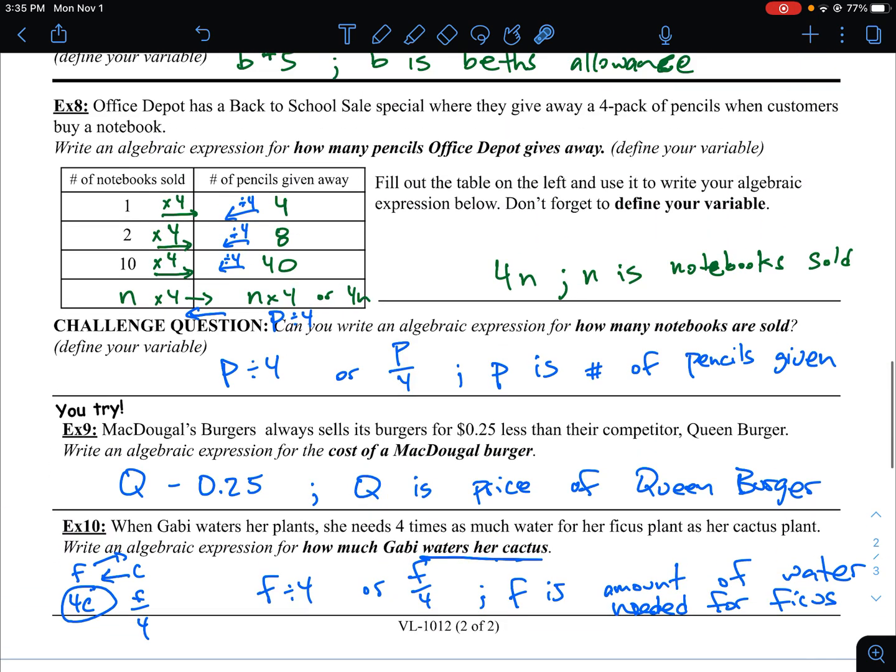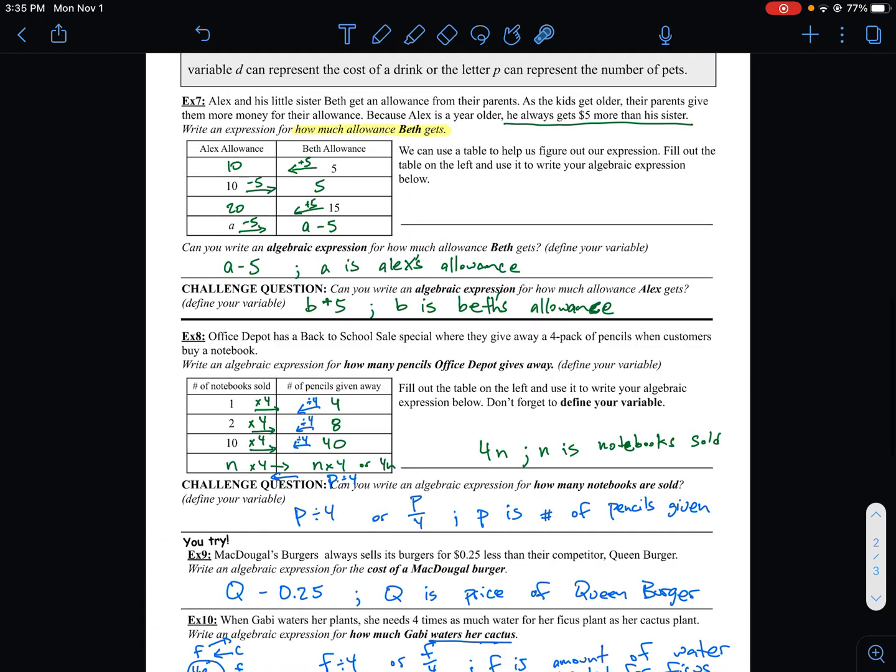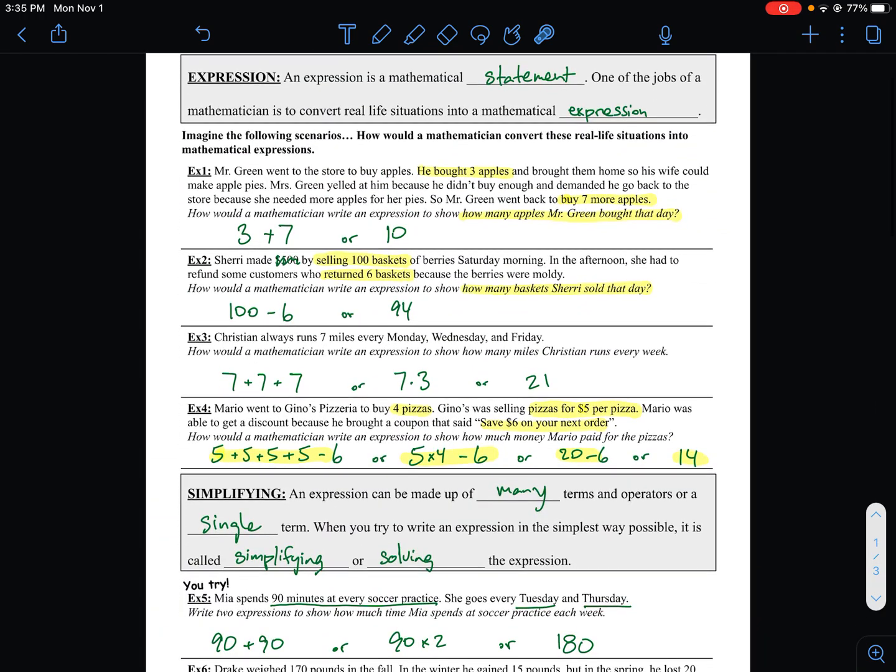So now that we've explored some expressions, go ahead and try to answer some practice questions on your own. Good luck.